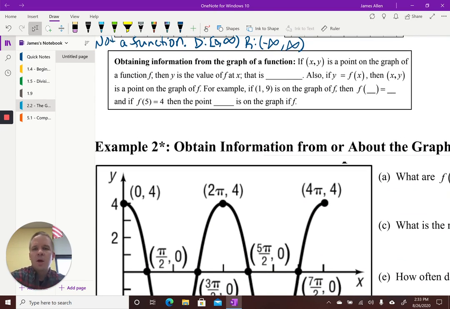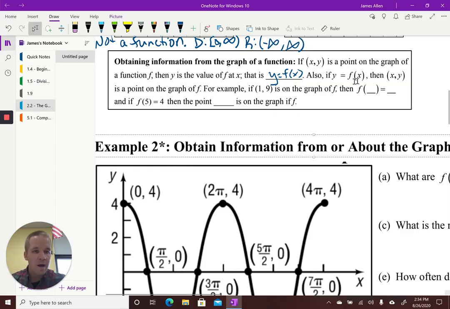So, want to obtain information from a graph of a function. Here we're going to get into some formalities of our wonderful pre-calc. It says if x comma y is a point on the graph of a function f, then y is the value of f at x. That is, y equals f of x. When I plug a value in for x, I get my y value.